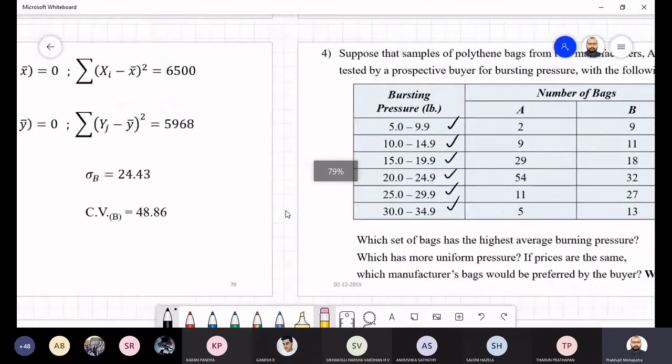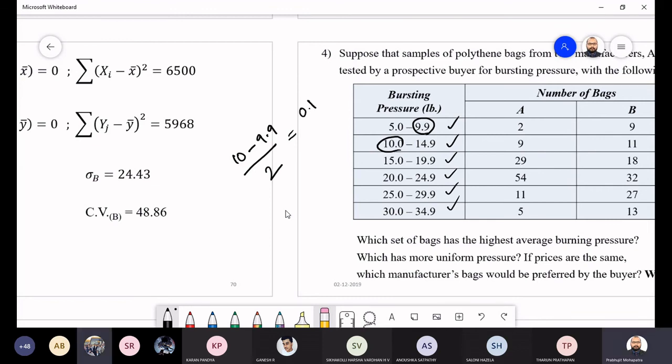How do you manage? You take the upper limit of one class and the lower limit of the next class and find the difference. What is that? 10 minus 9.9. Then you have to divide it by that. So what are you going to get? 10 minus 9.9, what are you getting?